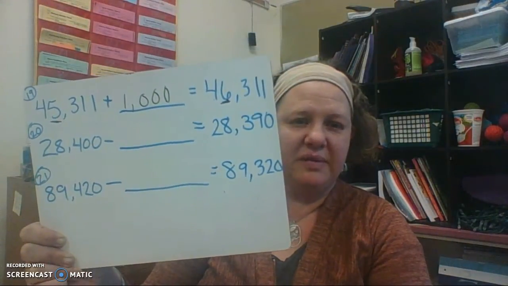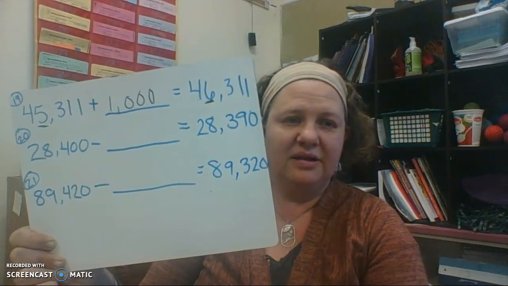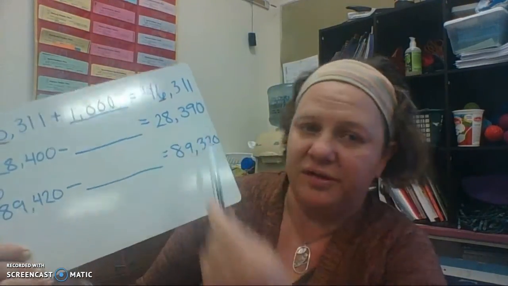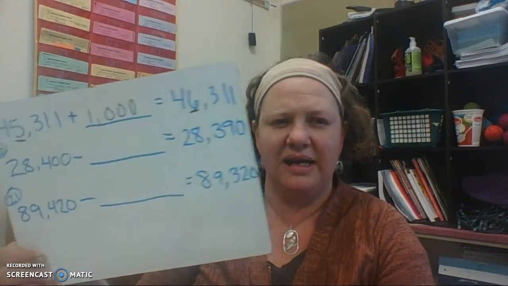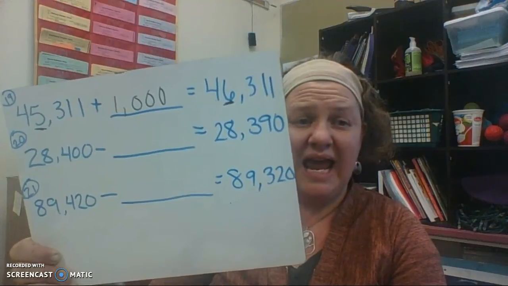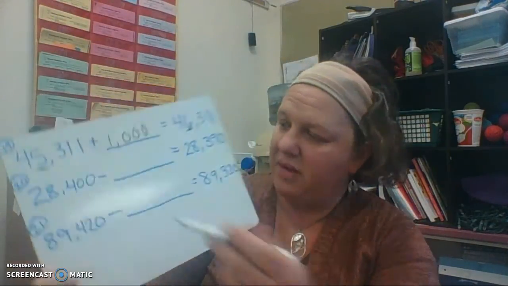Okay. Now the next one says subtraction. So the next number is going to be less. And I look that they're both 28,000. This one's 400. This one's 389. So I'm comparing the two. And it looks like it's about 10 less. So I'm going to put minus 10.